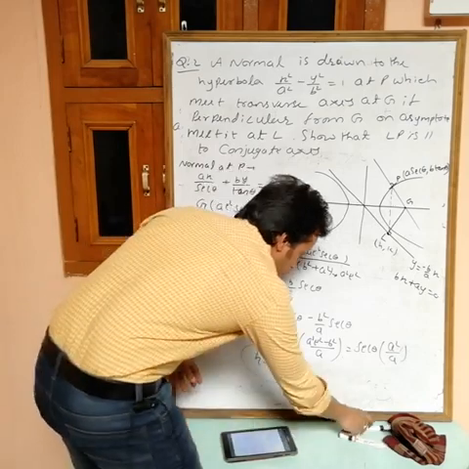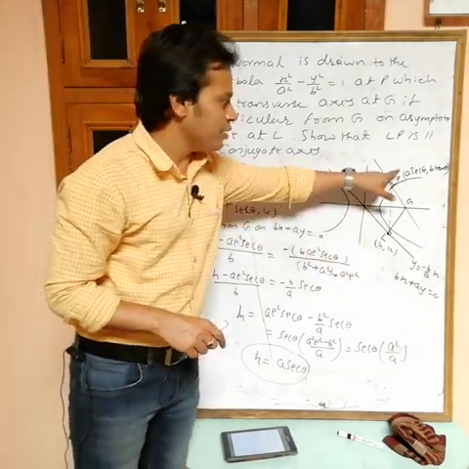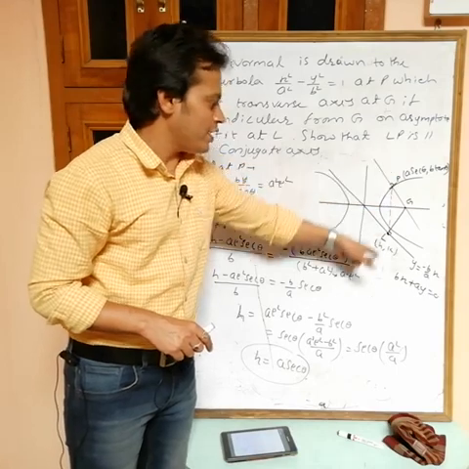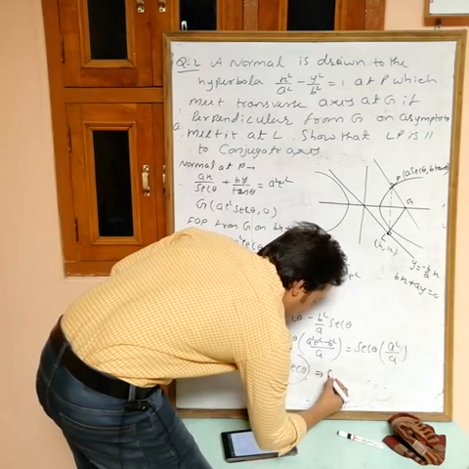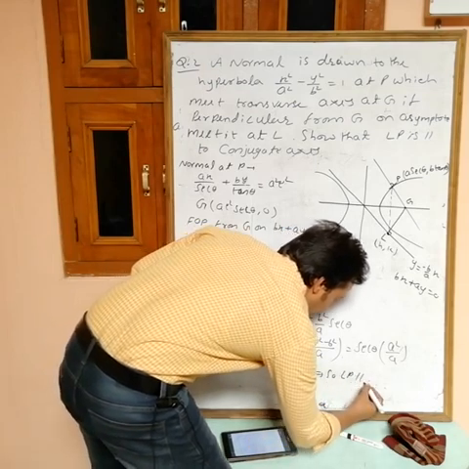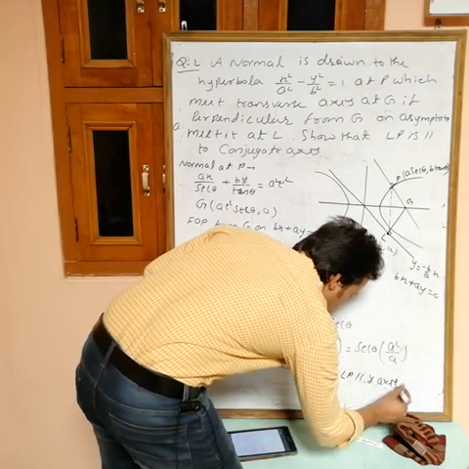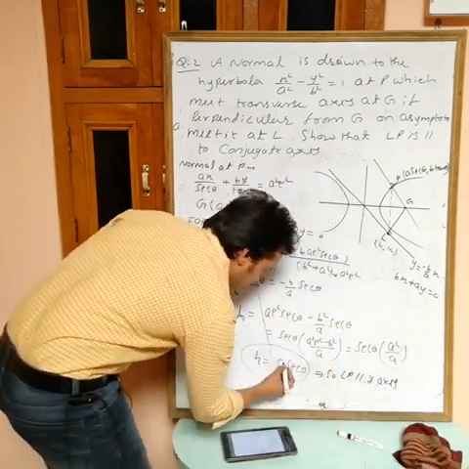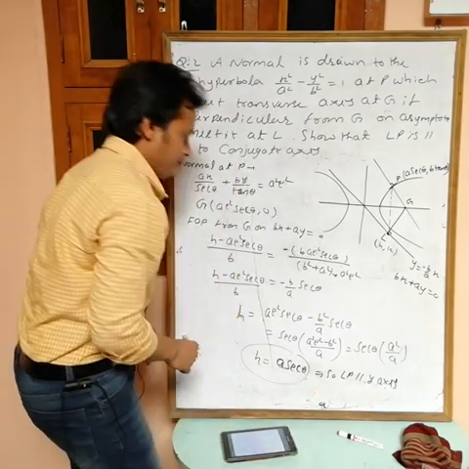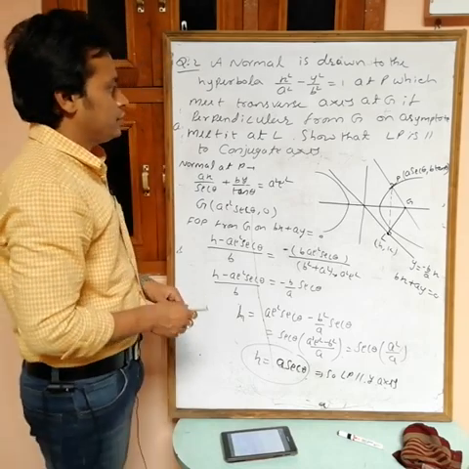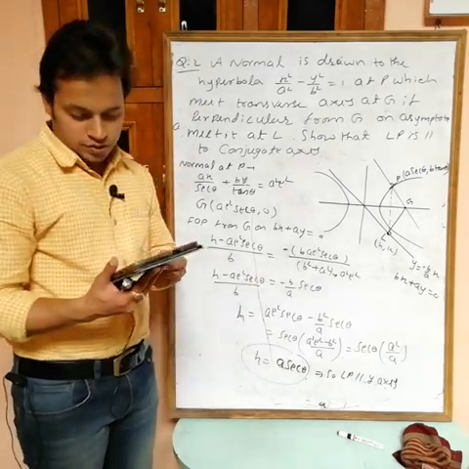If x equals to a sec theta, then I can say that the x coordinate is the same as the x coordinate of P. So LP is parallel to the y axis. The y axis is the conjugate axis. Okay. Remaining we will take tomorrow.